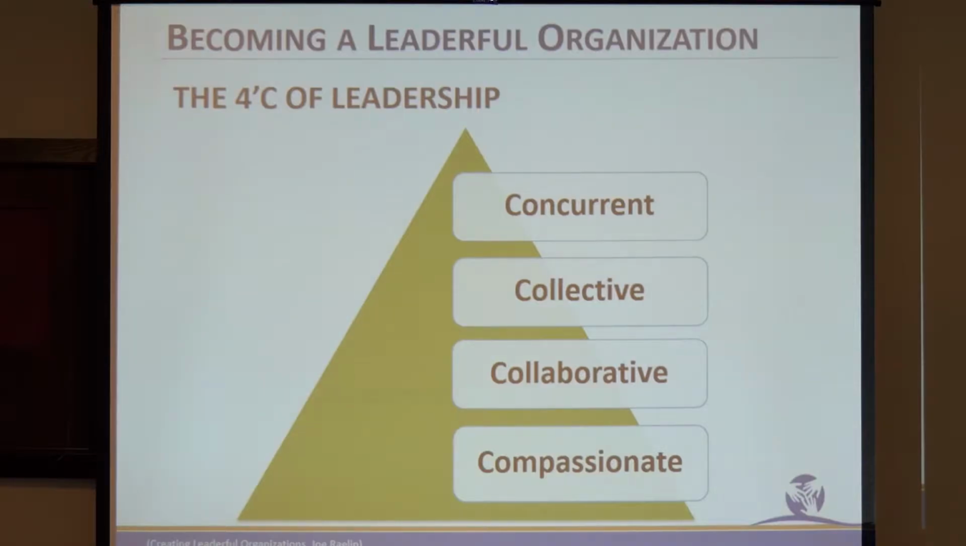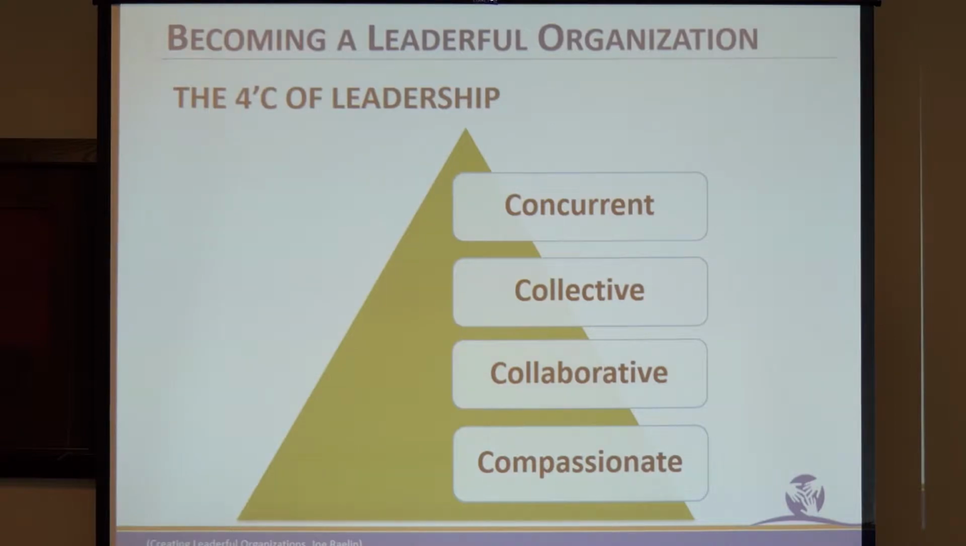Also, collaborative is our next C here, how to become a leaderful organization. This is where all share a point of view and bring something to the table. Again, you have that one person that might be more knowledgeable in that topic, but we are all collaborating. We are all coming together, working as a team. We're all sharing different ideas and making it all happen at the end.